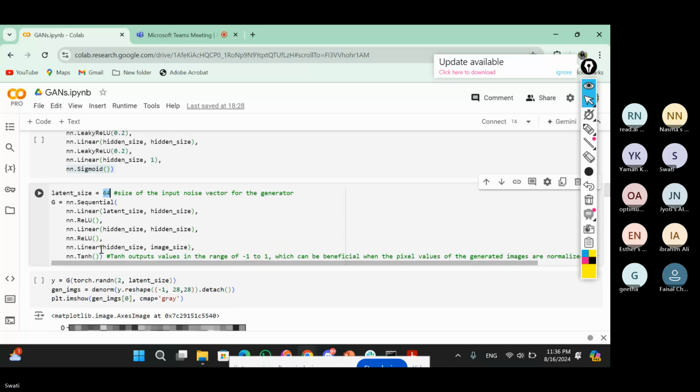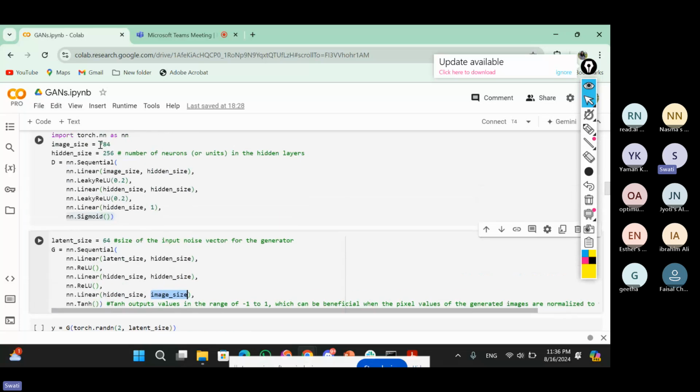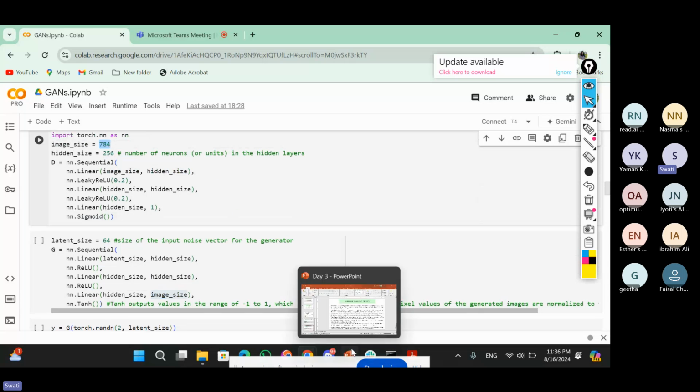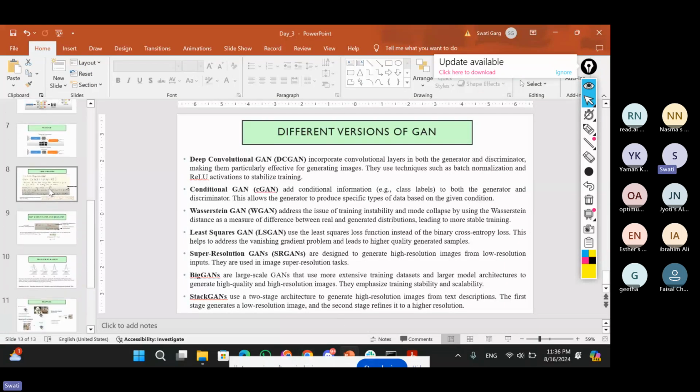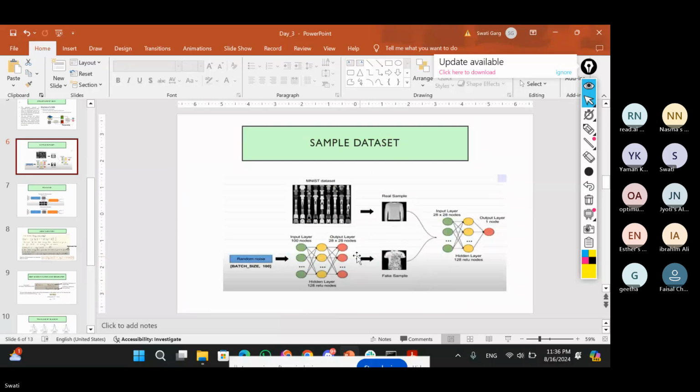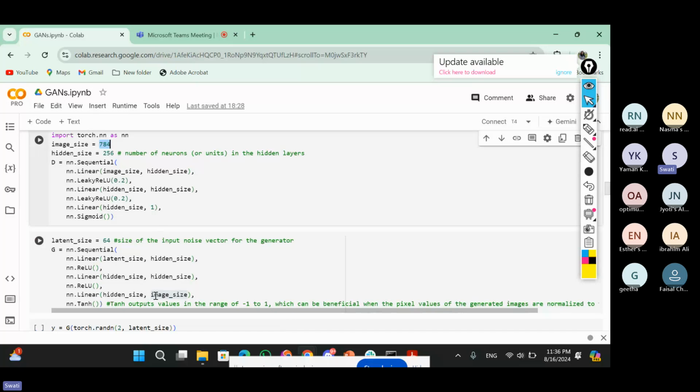So this is the final layer. In the final layer, we will be giving the image size, that is 784, as we have seen in that data set, the 28 cross 28 layer. So similar to that, we will be giving the image size as the output in the last layer.